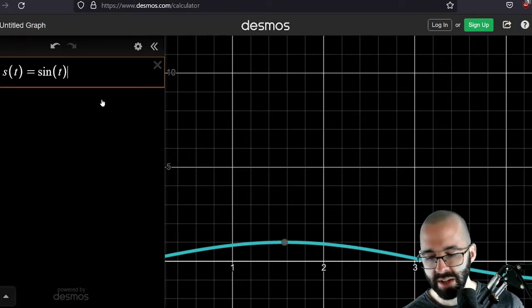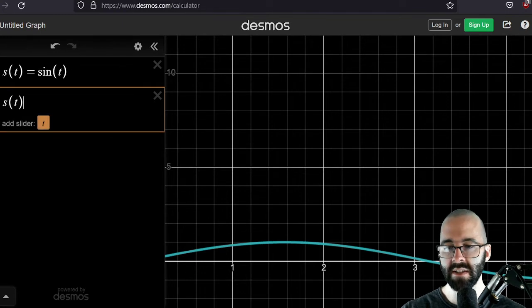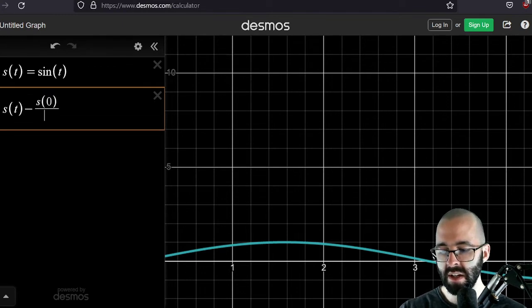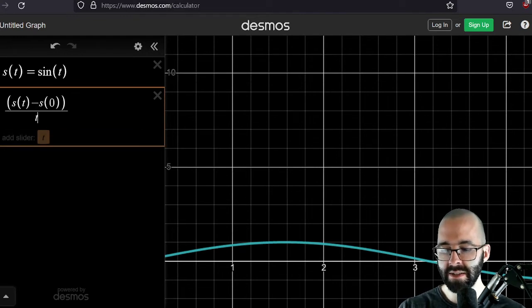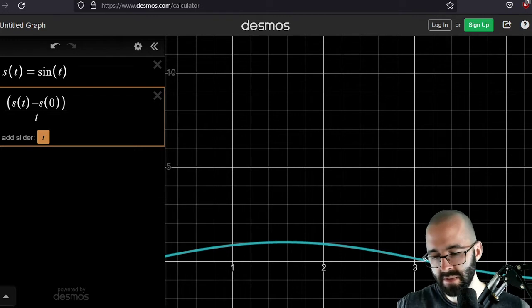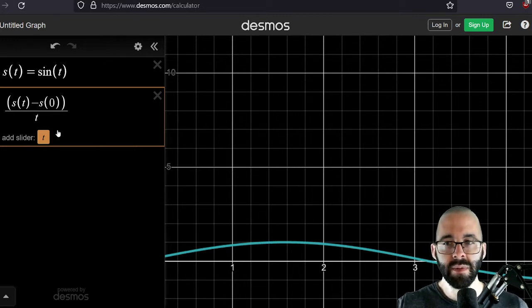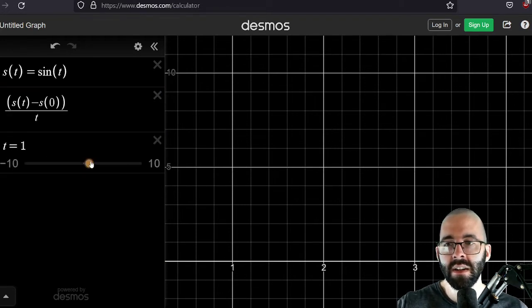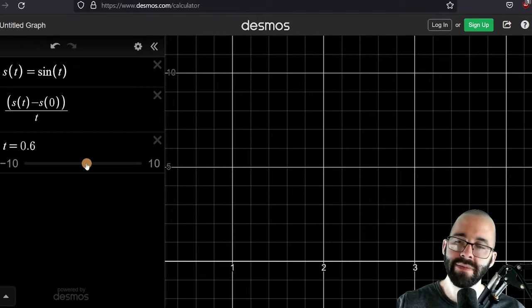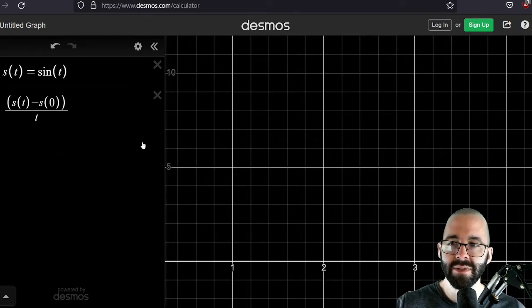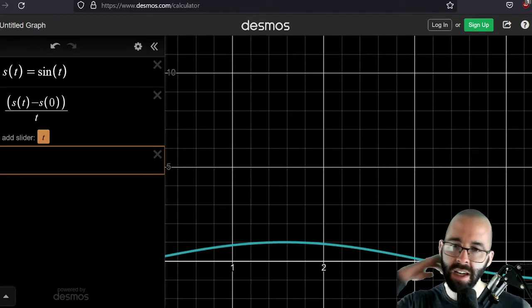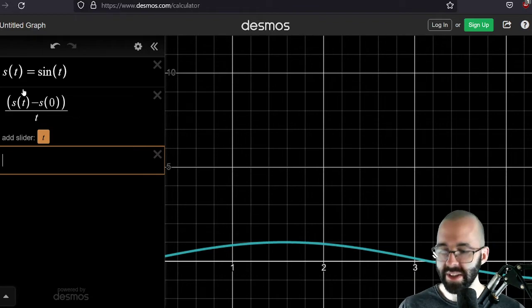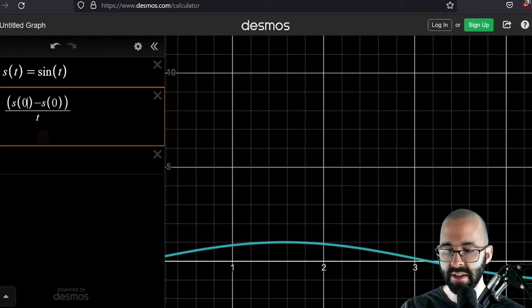Now I want the average rate of change, which is s of t minus s of 0, divided by, we're going to need parentheses, divided by t minus 0, or just divided by t. Now another way that you can use Desmos here is something called using sliders. If you click right here, it's going to tell you, well, all right, I guess that's only for graphs. We're not going to use sliders for this, but we've used sliders for graphs in the past, and it's pretty cool. But anyway, we can now evaluate this by just changing the different values of t.